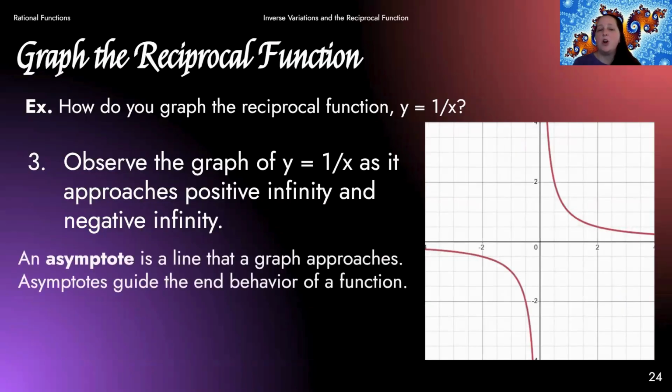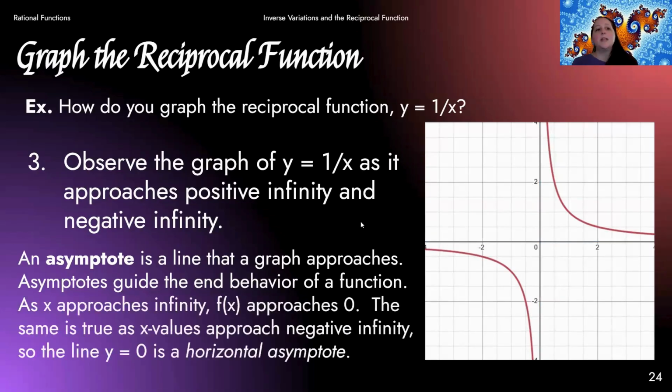So this creates what is called an asymptote. An asymptote is a line that a graph approaches. Asymptotes guide the end behavior of a function. So again, I'm going to get closer and closer to this line right here, but I will never actually cross it. I'm going to see that I also have a vertical asymptote at this point, which means I will never cross that line either. I'll get really close to it, but I'll never actually touch it or cross it.